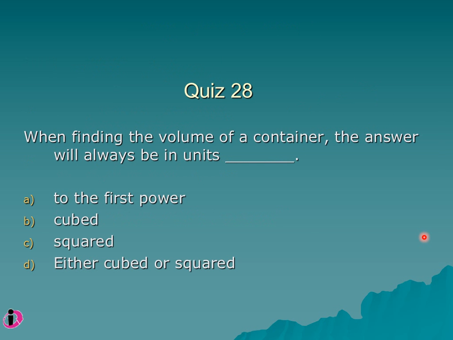Let's look at some quiz questions. When finding the volume of a container, the answer will always be in what units? Always will be cube, right? Because you are calculating the volume and multiplying by 3 dimensions. It will always be cube, meaning cubic meter, cubic feet, all those things.